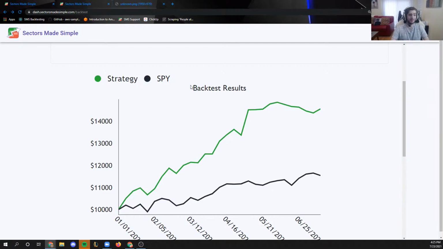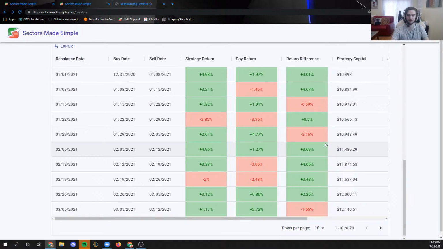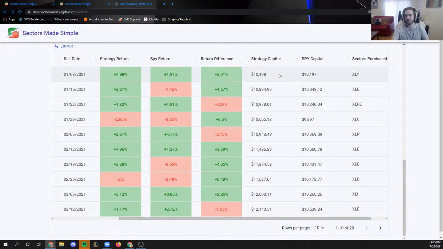So the first thing that this gives you is the backtesting results. If you scroll down, what it will show you is every single week, how did the strategies purchased do compared to how well did the market do? So we get how well did the strategy do, then how well did the market do, and what was the difference between those two. It shows you what it bought, how much it had, and how much it went to.